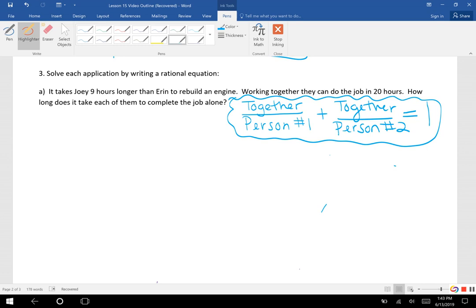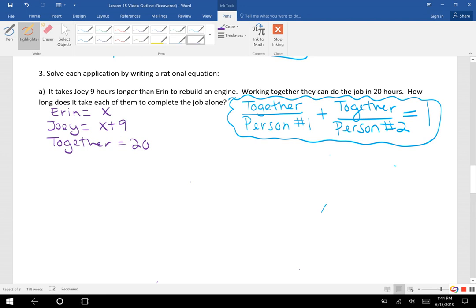But basically in this problem, it says it takes Joey 9 hours longer than Aaron to rebuild an engine. Working together, they can do the job in 20 hours. How long does it take each of them to complete the job alone? Okay, so I don't know how long it's going to take Aaron. I don't know how long it's going to take Joey. I do know that together, it'll take them 20 hours. So I'm going to put X in for Aaron because I don't know how long it takes her. And if it takes Joey 9 hours longer, I'm going to call him X plus 9.